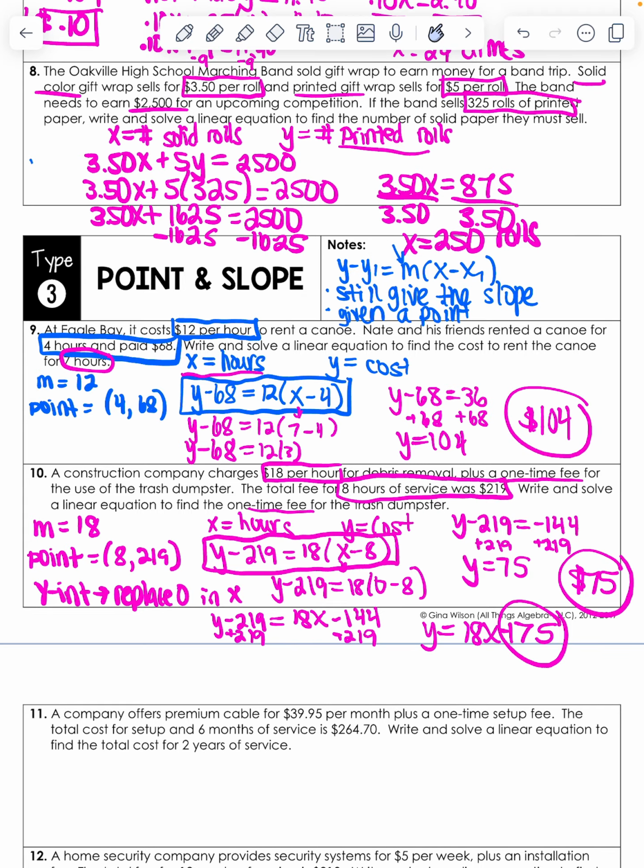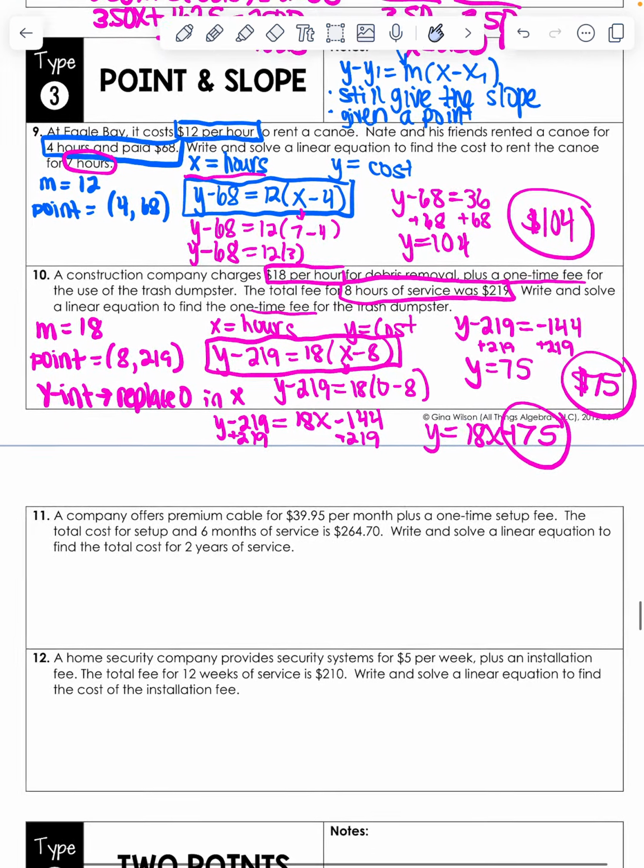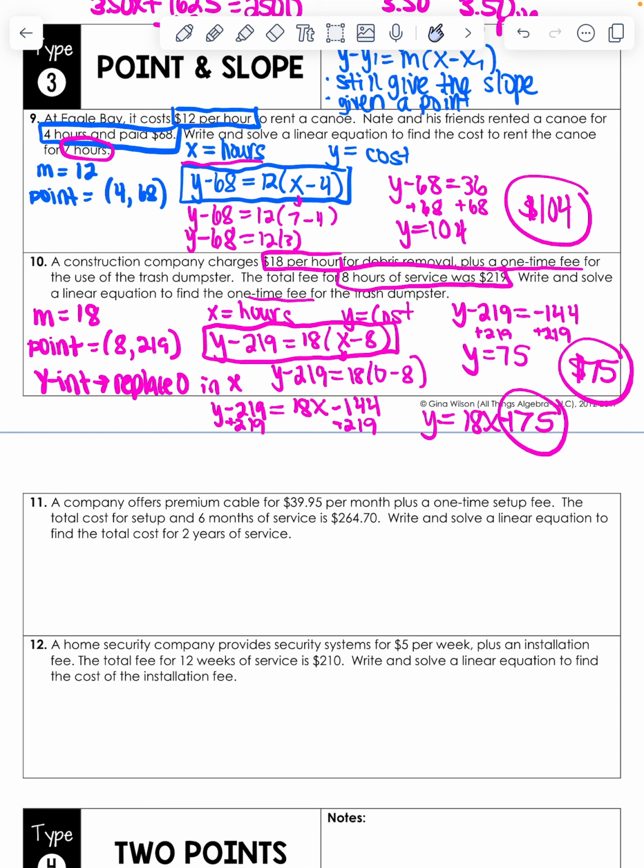So what I want you to do is pause the video and try 11 and 12, and then see how it goes by pressing play, and then I'm just going to go through the answer.